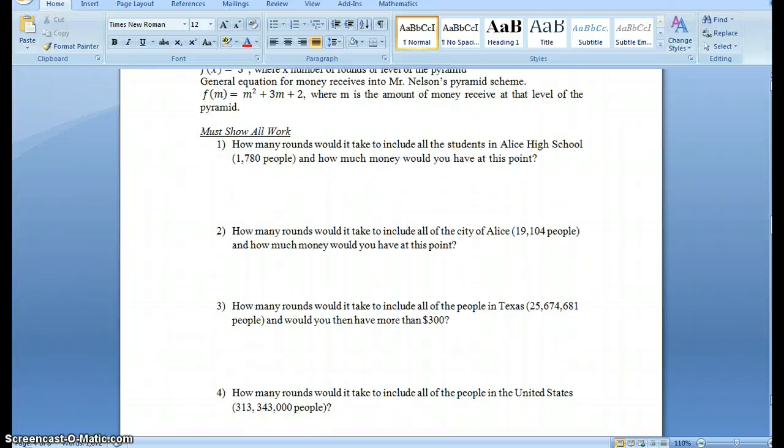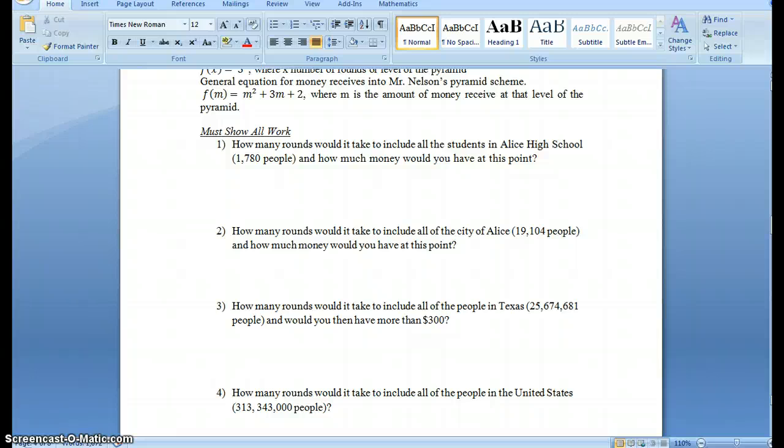So, there are 5 questions. I always tell the kids you must show all your work. Question 1 says, how many rounds would it take to include all the students in Alice High School? There's roughly 1,700 people. Sorry about that. How much money would you have at this point? So they would have to figure it out. How much money would they have at this point, and how many rounds would it take?